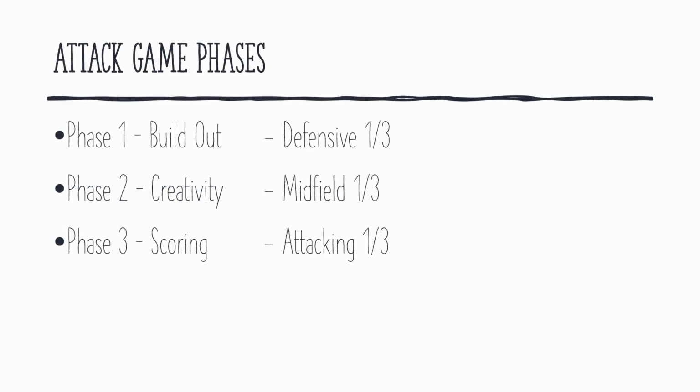In this section, we will discuss strategy, both offensive and defensive. Before we talk strategy, it is important to understand the phases of the game. There are 3 phases to attack, and they revolve around the 3 lines of players. Phase 1 is in the defensive third, Phase 2 is in the midfield third, and Phase 3 is the attacking third.